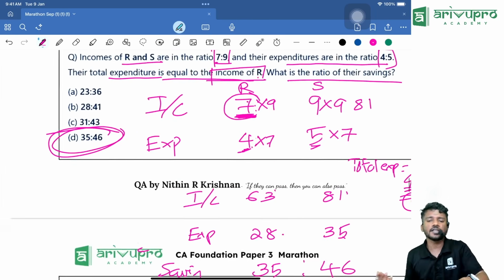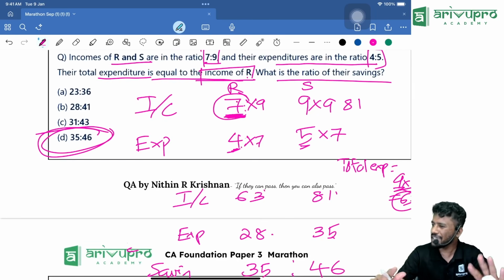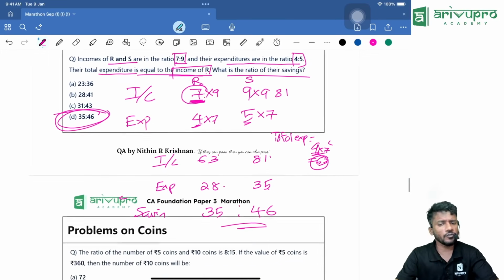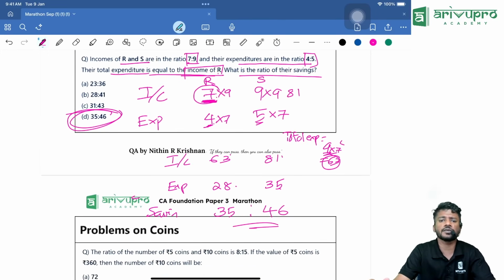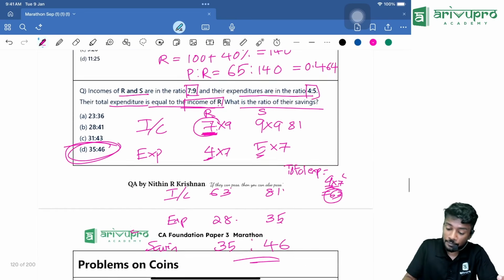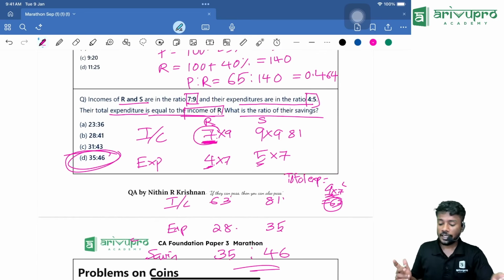So the answer is 35 is to 46. It's a very interesting question, and the chances of it coming in the exam are still there because it was asked in the previous year. For this question, they have given the information that the total of the expenditure is equal to the income of R.